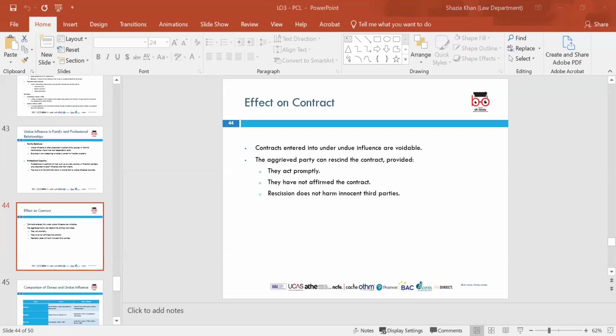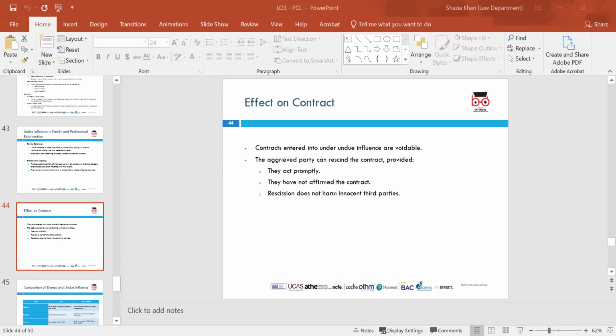Effect on contract. If a contract is formed under undue influence, it becomes voidable, meaning the party who was unduly influenced can choose to set aside the contract and is not bound by its terms. Essentially, the contract can be legally nullified due to the lack of free consent from one party. So key points to consider when it comes to undue influence and contract: a contract affected by undue influence is not automatically void, but rather voidable at the option of the influenced party.